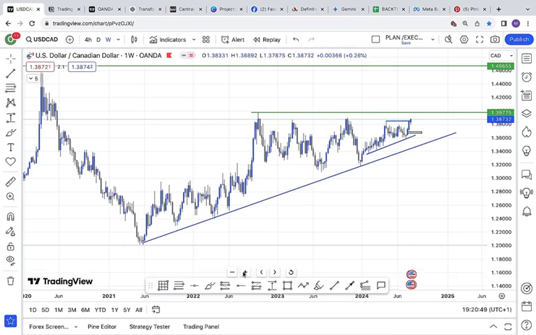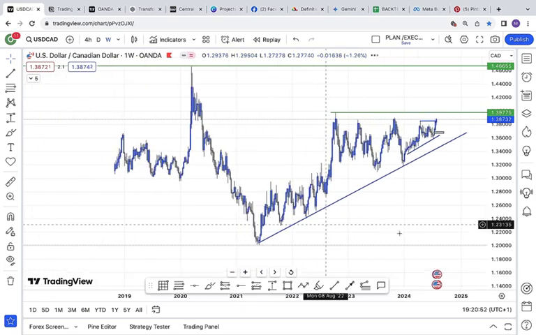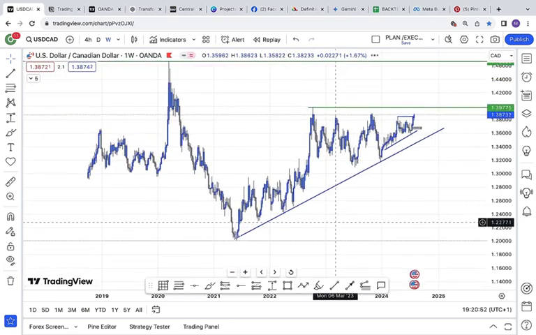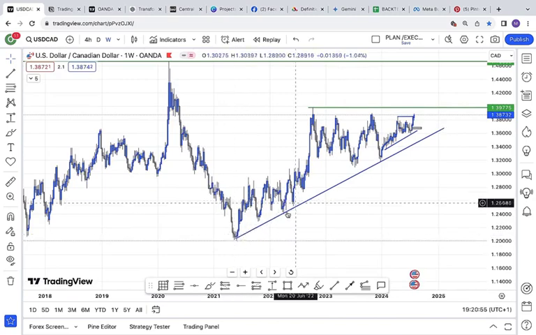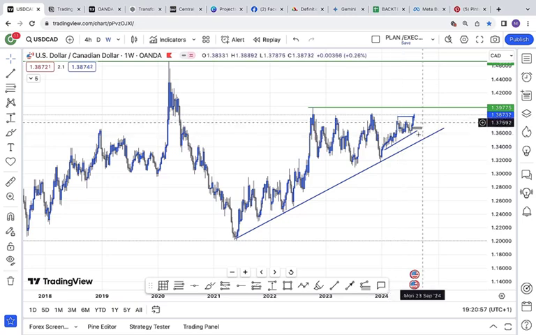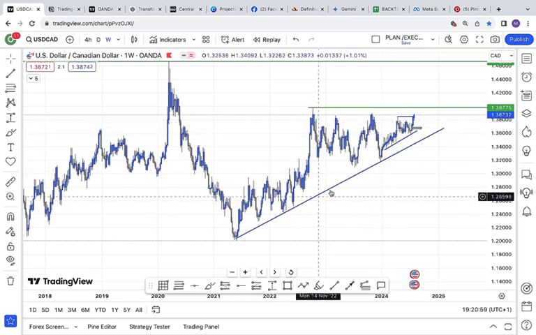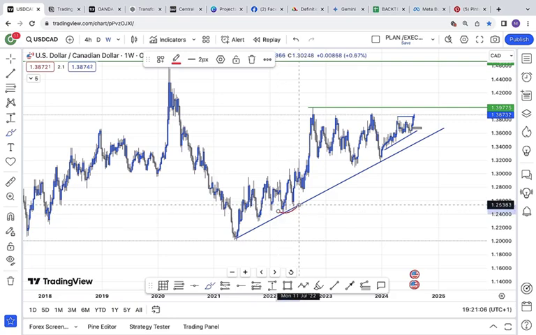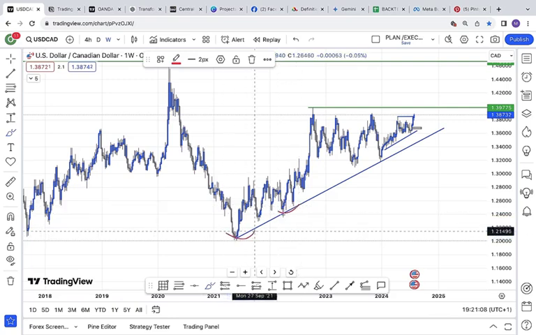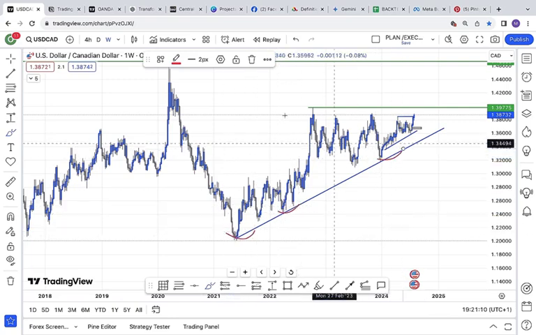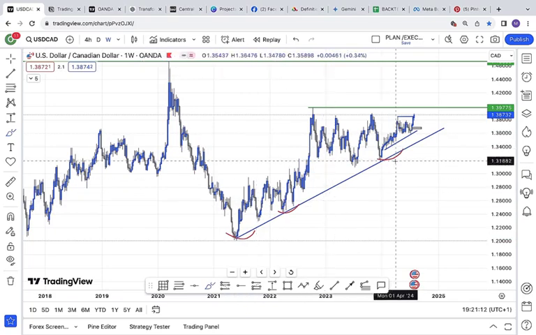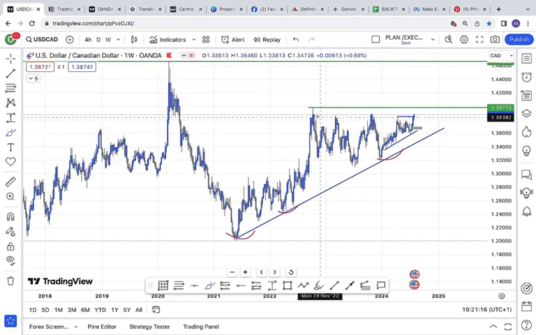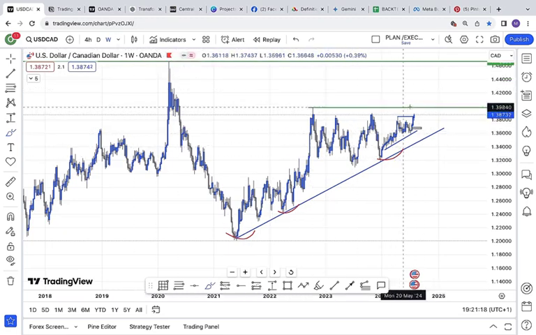In the USD CAD chart, this is the weekly time frame. We can see that the price has been moving to the upside, maintaining this support trend line. Price has been bouncing off this support trend line on the weekly time frame. This is external liquidity and trend line. So we have this buy side liquidity resting above.